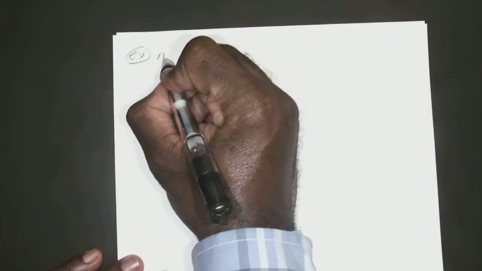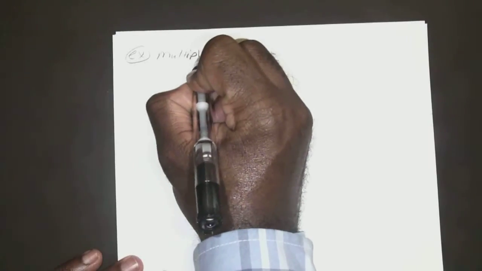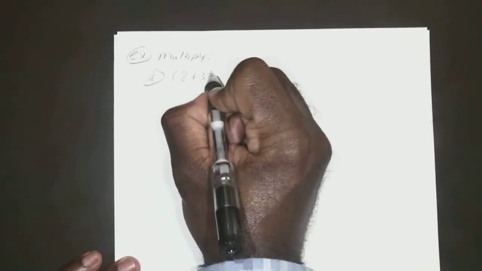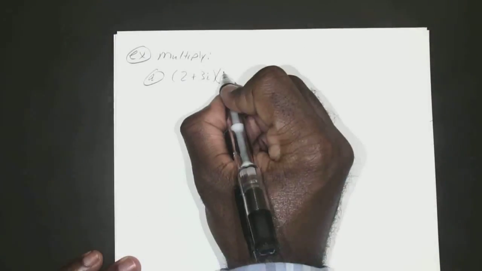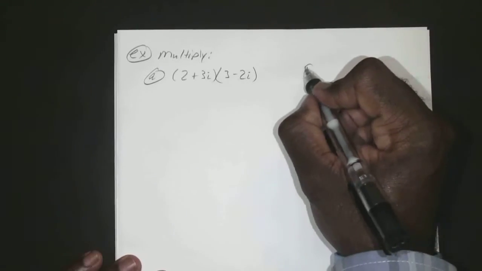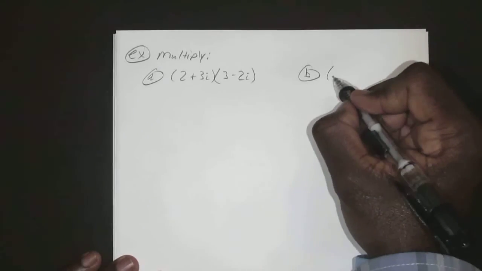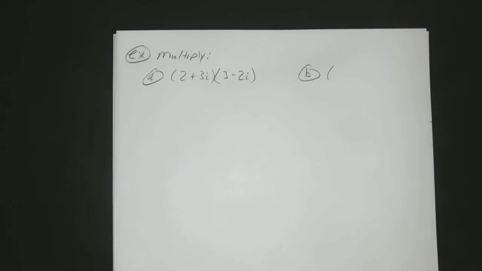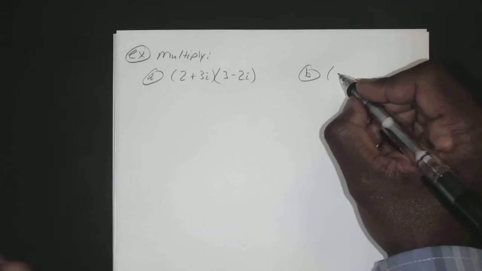Okay, so let's say, for example, you wanted to multiply, say for problem A, 2 plus 3i times 3 minus 2i. And for problem B, I'll do it now.